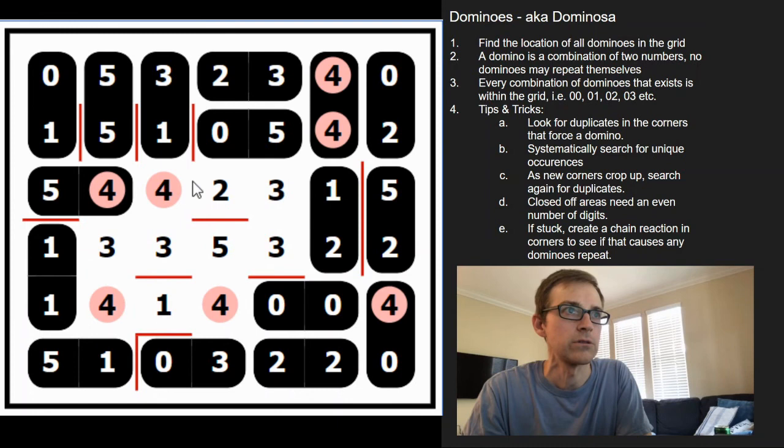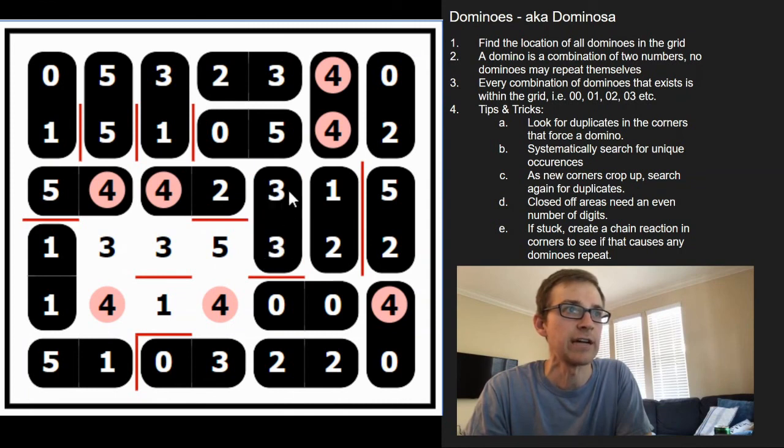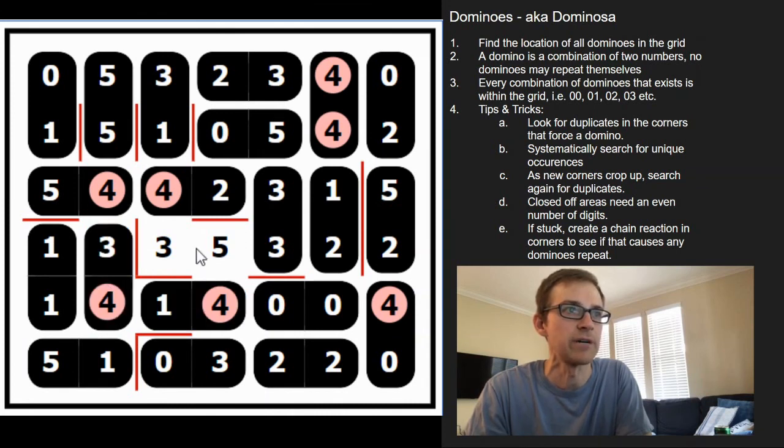Let's go to the 4s. Here we need a 2-4 domino. We do not have a 2-4 domino, and this is the only 2-4 domino that exists. So that will be a domino and create a chain reaction for this 3-3. And now we know this 3-3 can't be a domino, right? So we can wall that off, and that's going to solve the puzzle for us.